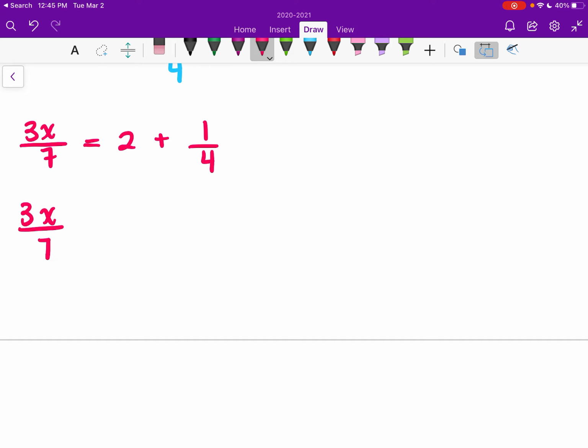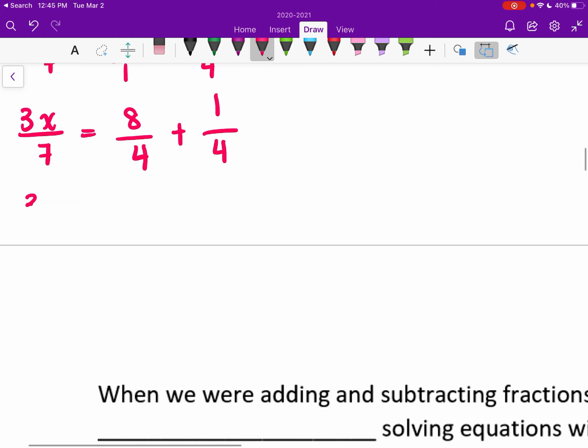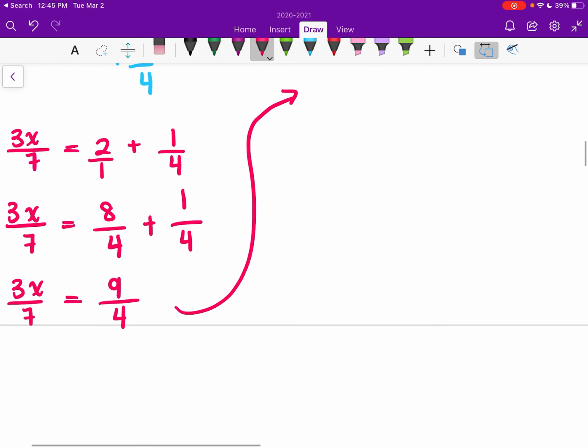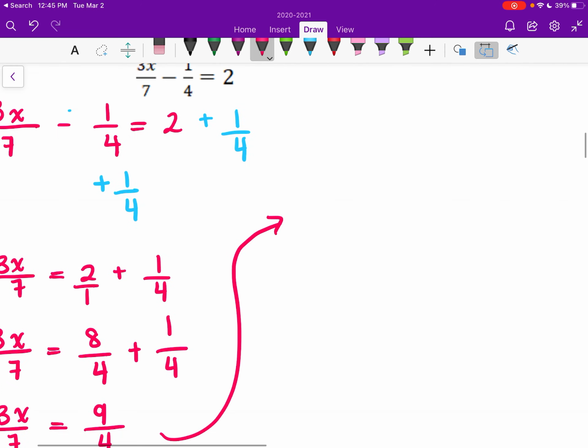So 2, I can change into 8 over 4 to give it a common denominator, because it's just 2 over 1, right? Over 4, 1, right? So then I'm left with 3x over 7 equals 8 plus 1 is just 9 over, and then we leave the denominators the same, 9 over 4. Then I'm going to want to get rid of that 7 at the bottom. I want to get rid of the denominator, so I'm going to multiply by the denominator.